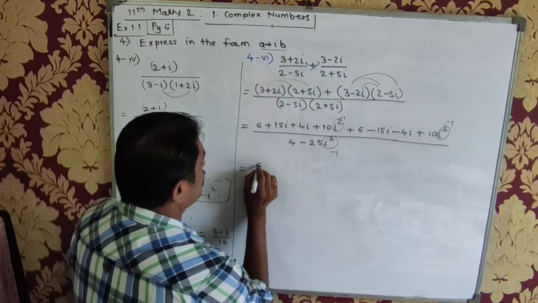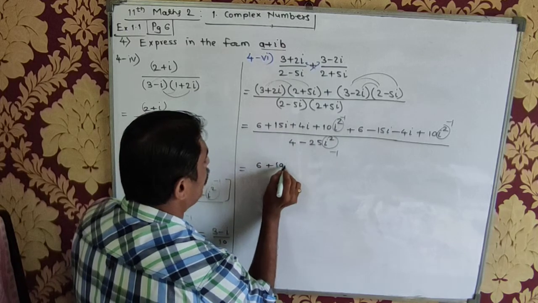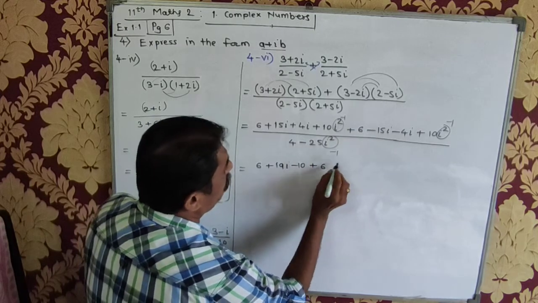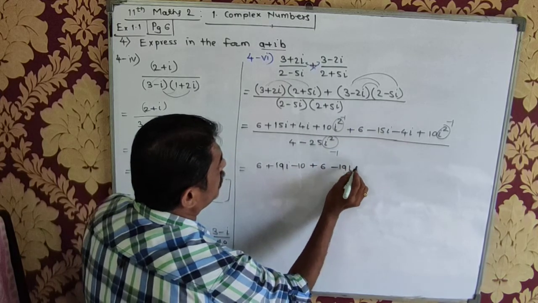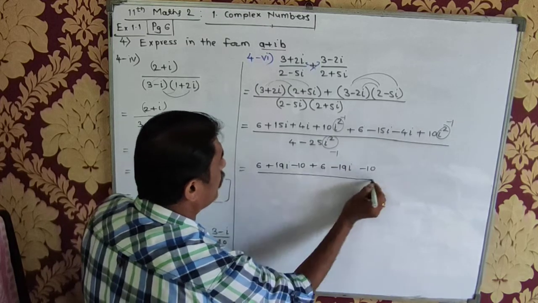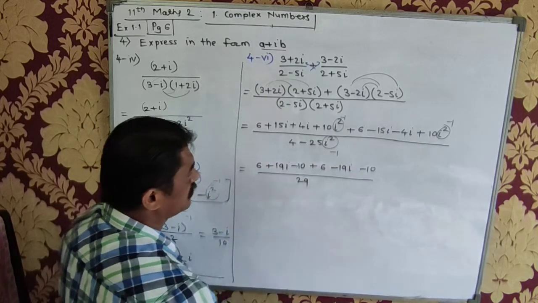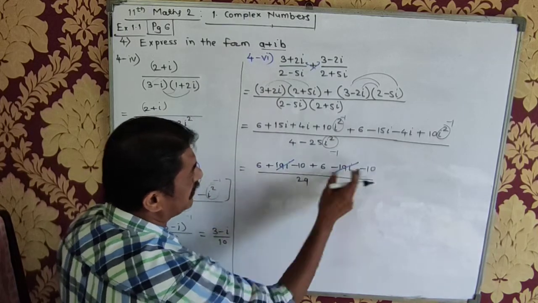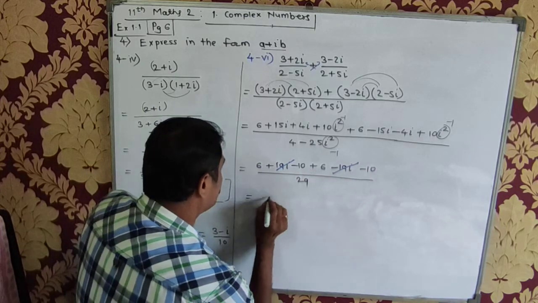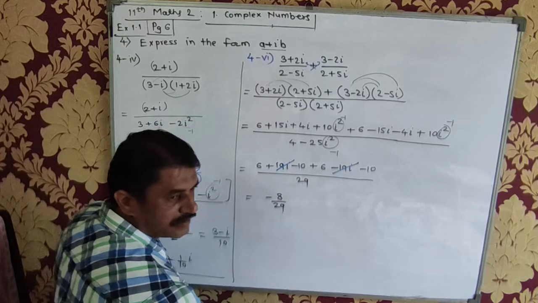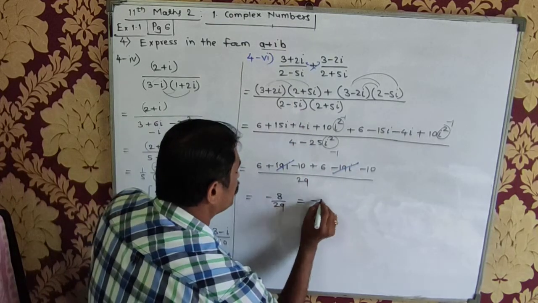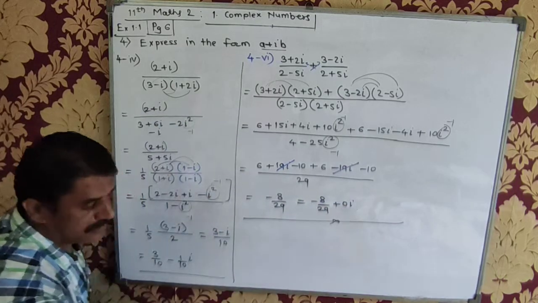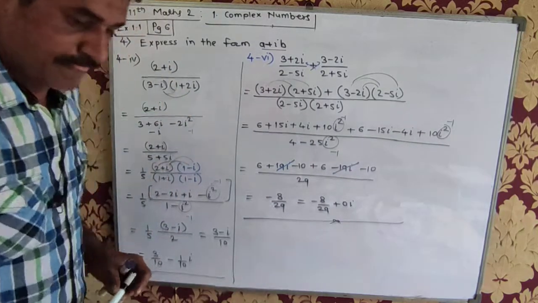Now that is equal to this: 6 plus 19i minus 10 plus 6 minus 19i minus 10 upon 29. Any doubts? Plus 19i minus 19i cancel. 6, 6, 12, 10, 10, 20, 12 minus 20, minus 8 upon 29. But I want it in this form. So this is equal to minus 8 upon 29 plus 0i. Is this okay? Any doubts about that? Okay.